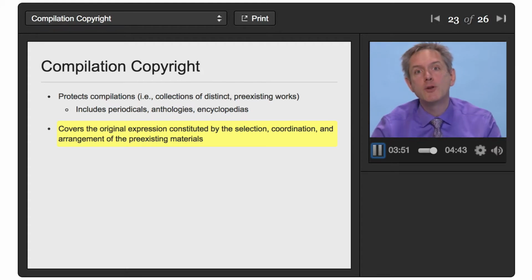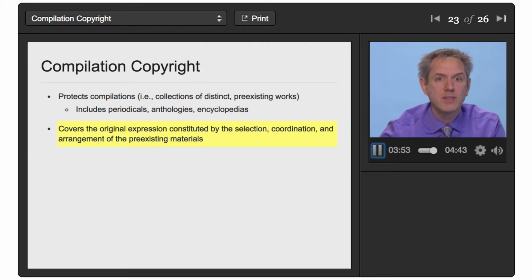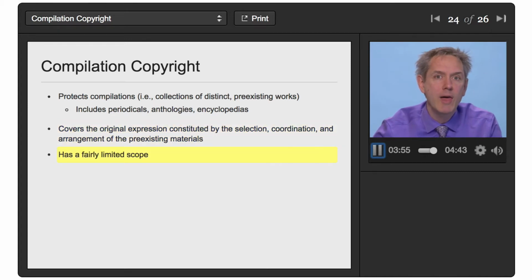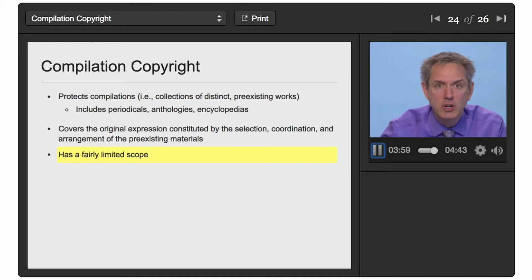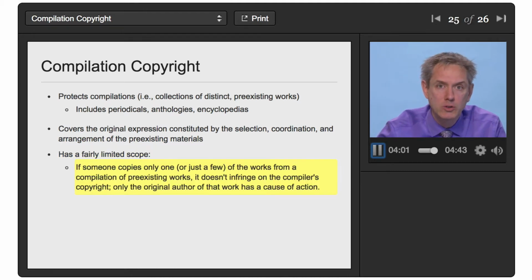But as with the derivative work, it's important to understand that the copyright in the compilation is rather thin. If someone copies from a compilation one of the pre-existing works, the author of the compilation has no cause of action for copyright infringement. There, the original author has that cause of action because it's their expression that has been copied.